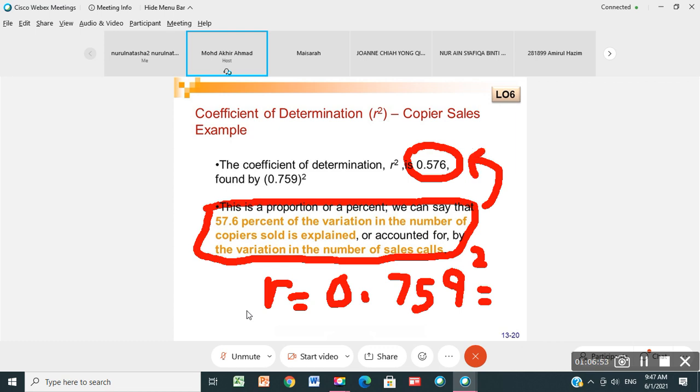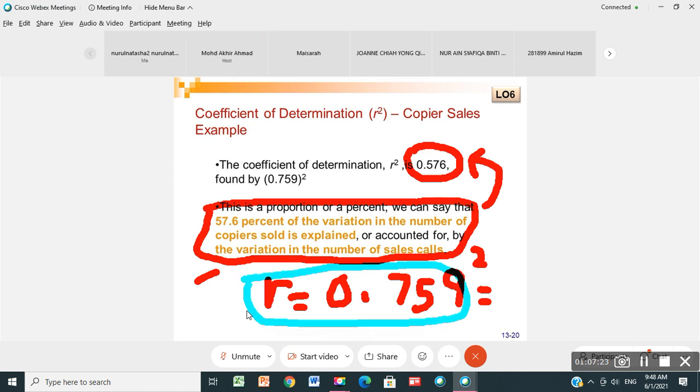So we can say 57.6% of the variation in the number of copies sold is explained or accounted for by variation of number of sales calls. Macam mana kita interpret this value? Sama ada the strength ataupun sebagainya tak boleh interpret. Itu cuma boleh interpret of small r saja. Whether they have good strength or not, only this value only. Boleh faham what is the difference between coefficient of determination and coefficient of correlation? Boleh?